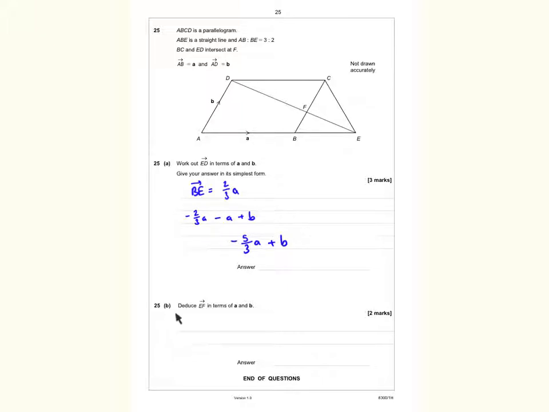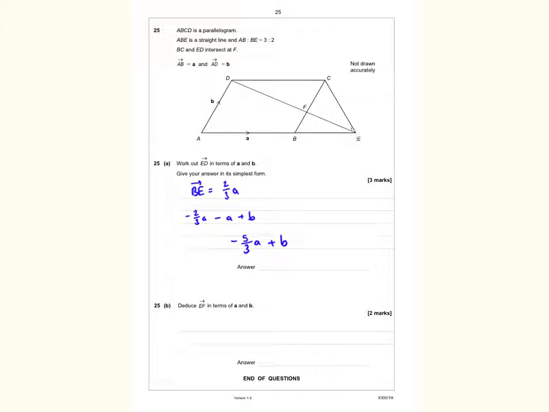Okay, question 25b, deduce EF in terms of AB. So EF is here in terms of AB. Now, we haven't really been given much information about where F is here, but we can see that here we have a triangle. Here is the triangle EFB I'm talking about, and then EDA.